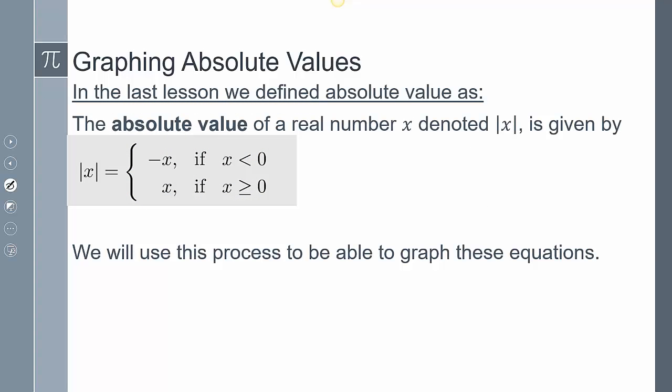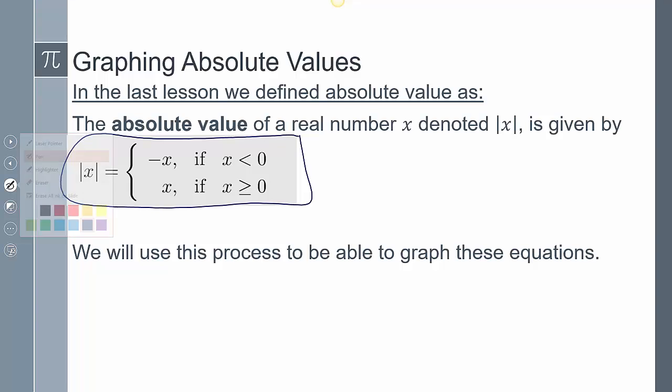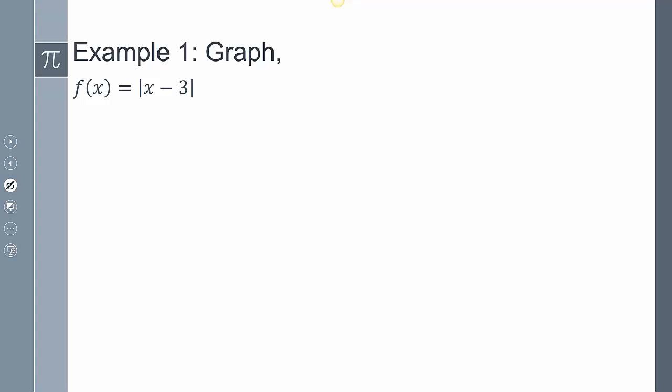So remember this definition. This definition is important for us to be able to graph these. The absolute value of x equals negative x if x is less than 0, and x if x is greater than or equal to 0. Now one thing to point out with this, whatever's inside the absolute value is what x refers to. That's all that x means, what's inside the absolute value. Anything else that's outside the absolute value, all of that remains the same. So let's look at this one.